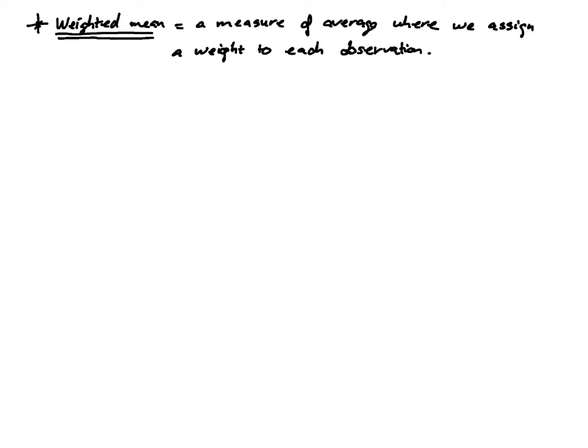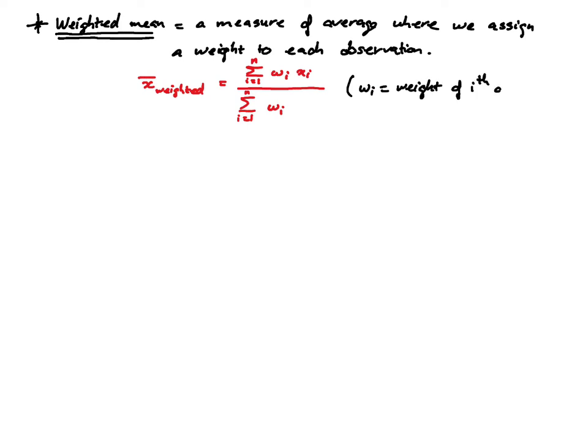Suppose we have sample data, right? Then the sample weighted mean, which is denoted by x bar sub w, is the summation for i going from 1 to small n of omega i times xi divided by the summation for i going from 1 to n of omega i, where omega i is the weight of the ith observation. Okay.